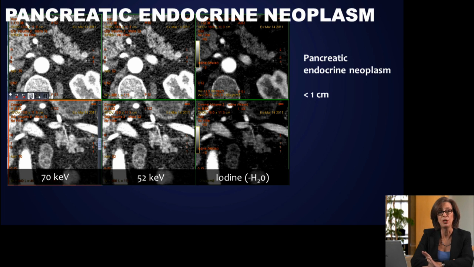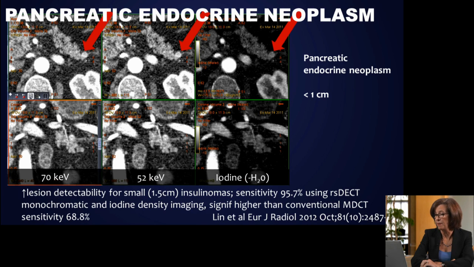Now, I've been showing you hypovascular pancreatic ductal adenocarcinomas thus far, but the same principles in gaining the difference in contrast between tumor and non-tumoral tissue exist for hyper-enhancing lesions like pancreatic endocrine neoplasms. So in this tiny little 6 mm lesion in the pancreatic tail, you can see it on all three images, 70 keV, 52 keV, and iodine images. And others have found that you can increase sensitivity for detection by looking at monochromatic and iodine images.